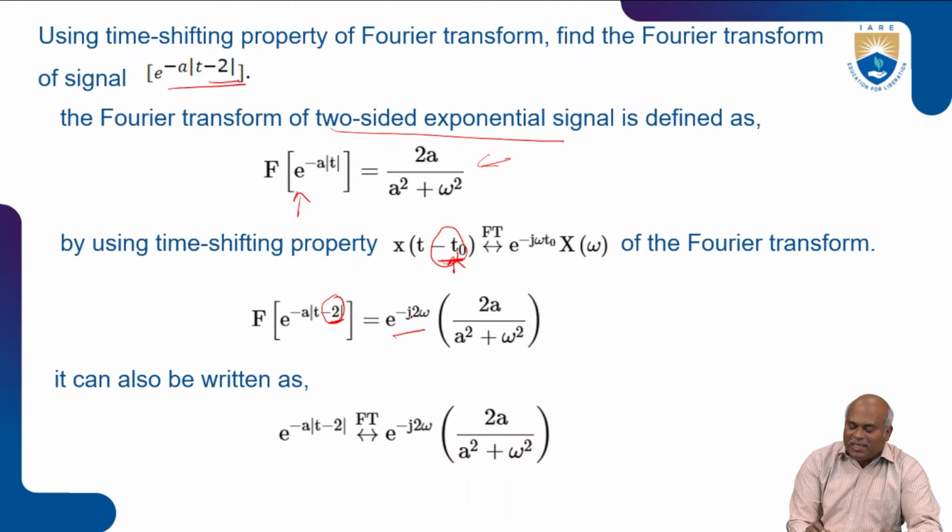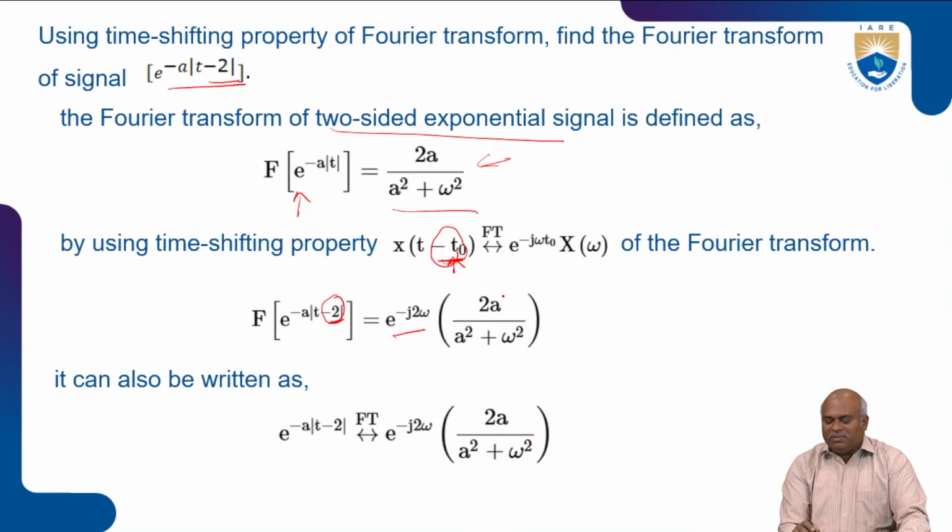That is e power minus j 2 omega, where we replace t0 by 2. The remaining term is 2a by a square plus omega square, because of the a here. So it can also be written as: the Fourier transform of e power minus a mod of t minus 2 is e power minus j 2 omega times 2a divided by a square plus omega square.